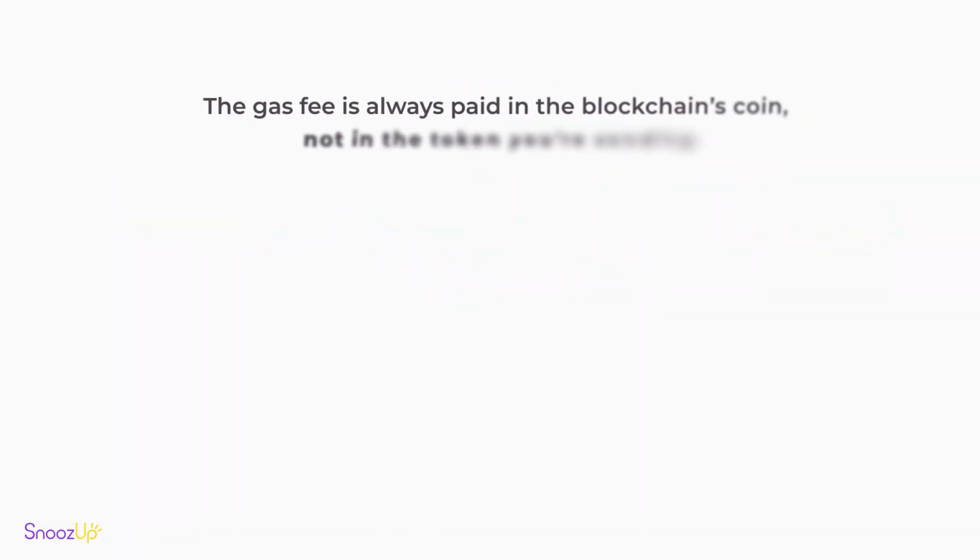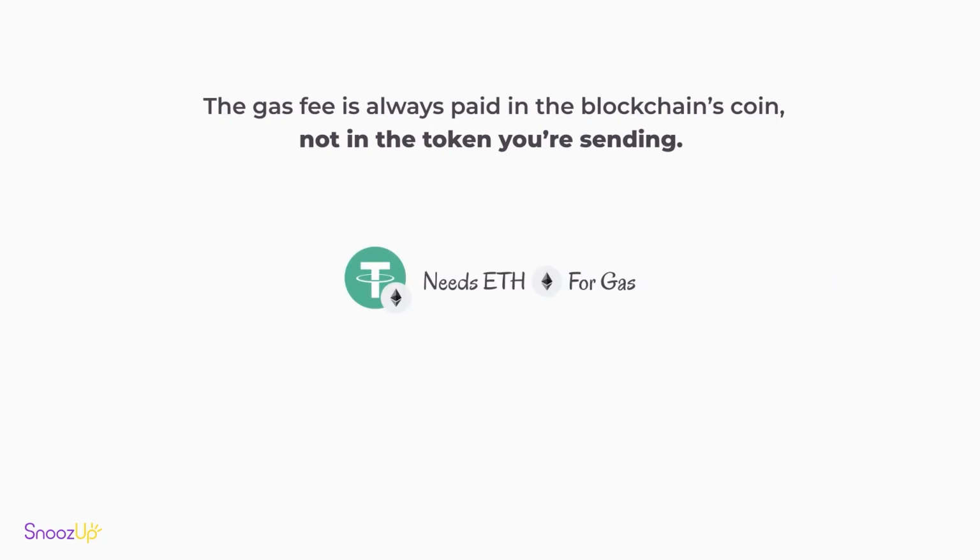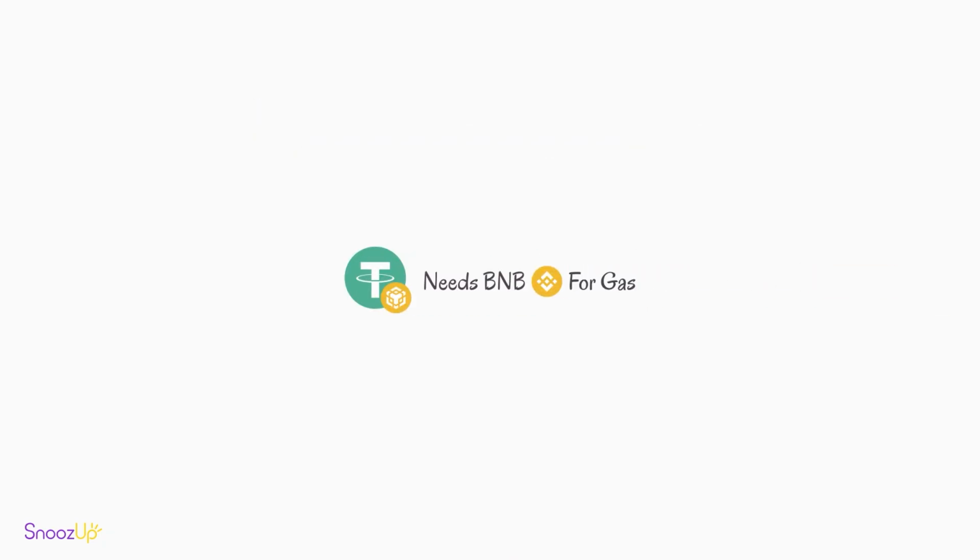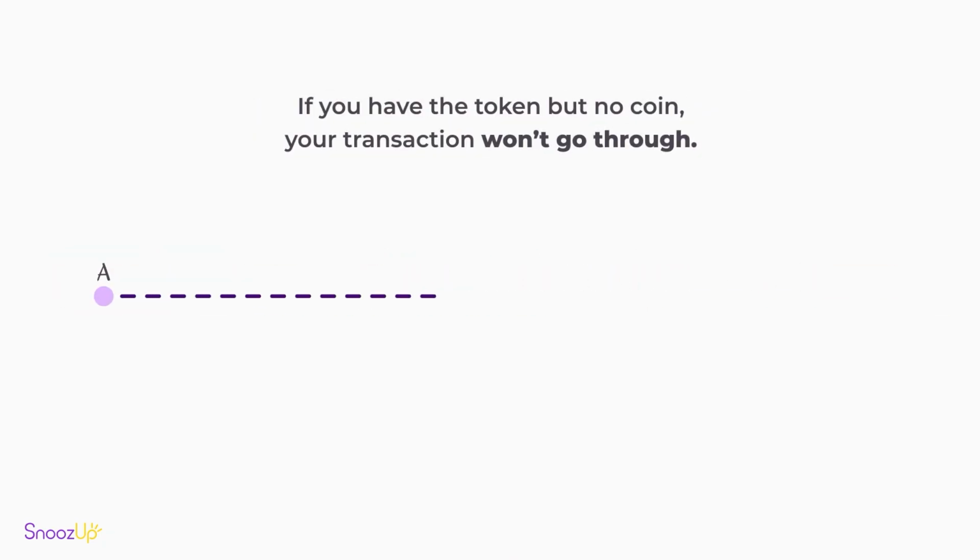Here's the important part. The gas fee is always paid in the blockchain's coin, not in the token you're sending. For example, USDT on Ethereum needs ETH, Ethereum's coin. USDT on Solana needs SOL, Solana's coin. USDT on BSC needs BNB, BSC's coin. If you have the token but no coin, your transaction won't go through.